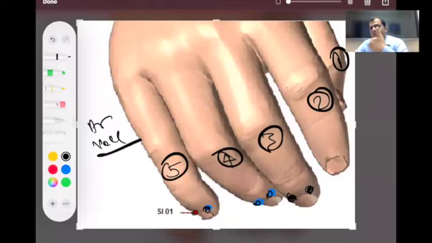So we are stimulating both sides of the thumb. Look at here now.